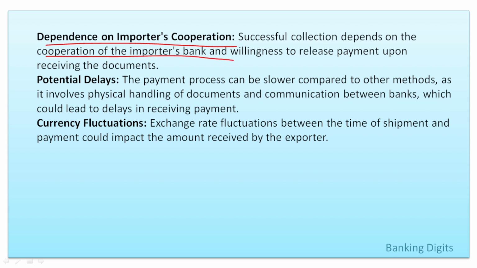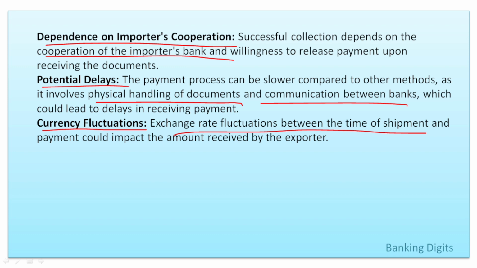Next point is potential delays. The payment process can be slower compared to other methods as it involves physical handling of documents and communication between banks, which could lead to delays in receiving payment. Next point is currency fluctuation. Exchange rate fluctuation between the time of shipment and payment could impact the amount received by the exporter.